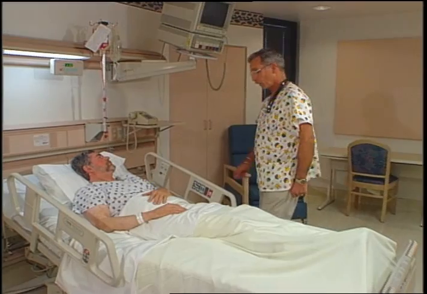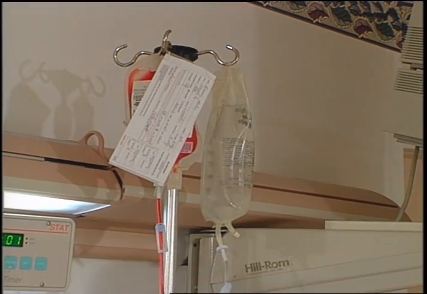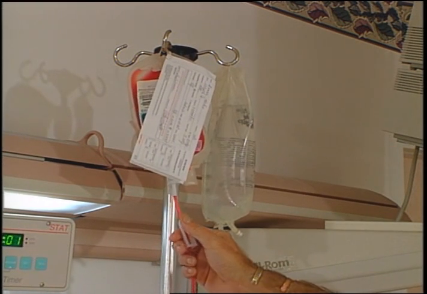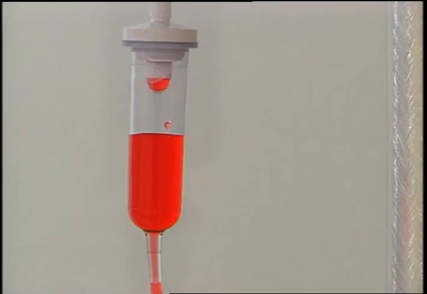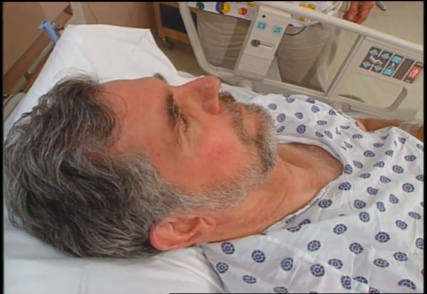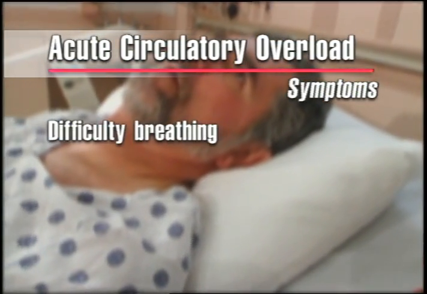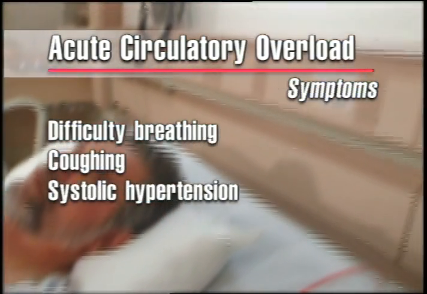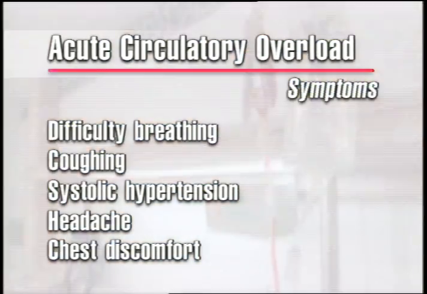Another transfusion reaction is acute circulatory overload. This may occur when the units being transfused are infused too fast. The patient's cardiovascular system simply can't handle the volume. It may especially occur in a patient with compromised cardiac function. Even a small additional volume of fluid may be enough to push the patient into cardiac failure and pulmonary edema. Symptoms may include difficulty breathing, coughing, systolic hypertension, headache, chest discomfort.